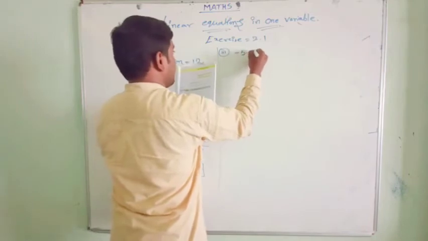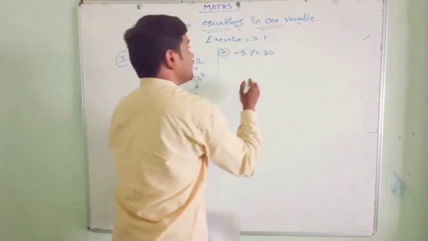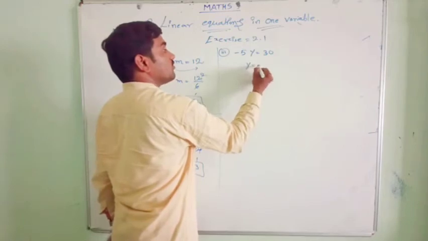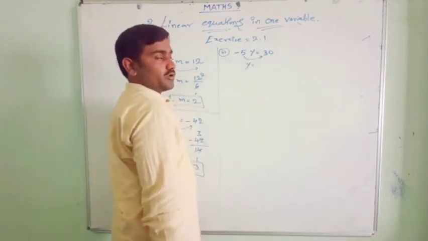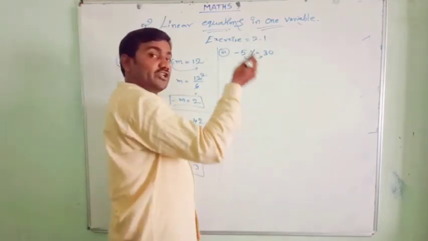See, minus 5y is equal to 30. Here we need to find out the y value. So what we need to do with this minus 5, we need to transport. Whichever value we need to find, we need to make it alone.